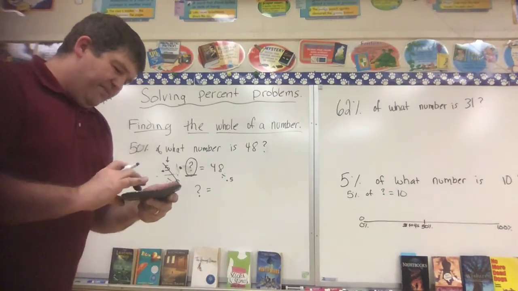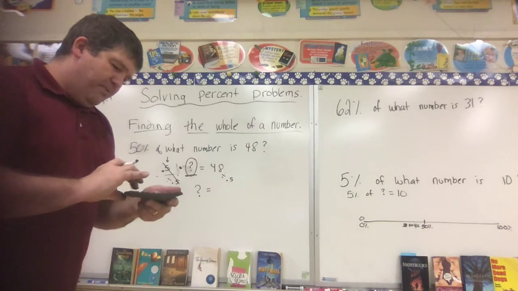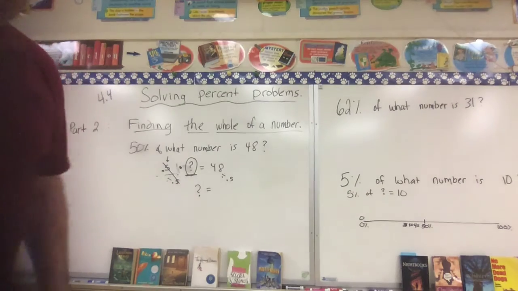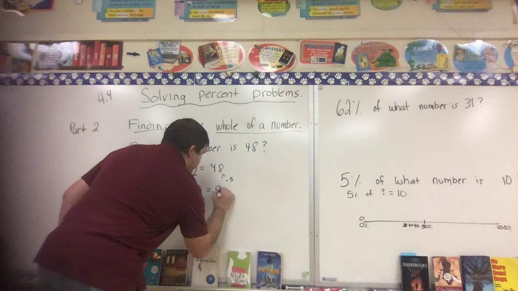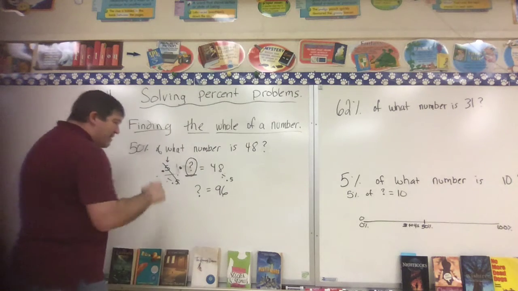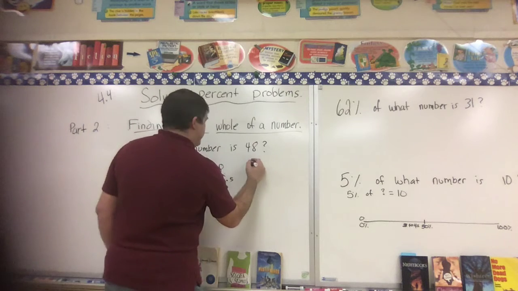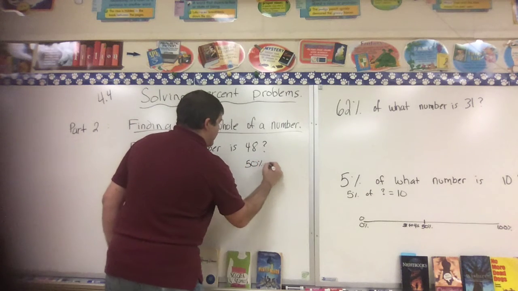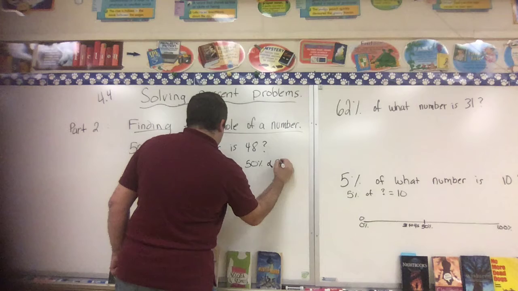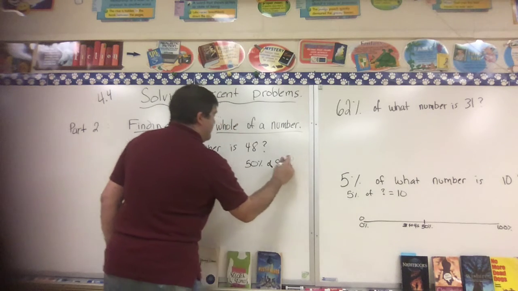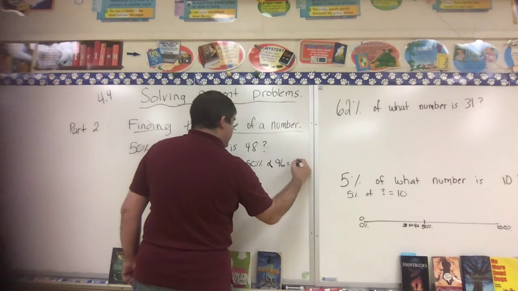And let's try that. 48 divided by 0.5 equals 96. So I think my question mark is 96. Here's what I think it is. 50% of 96 equals or is 48.